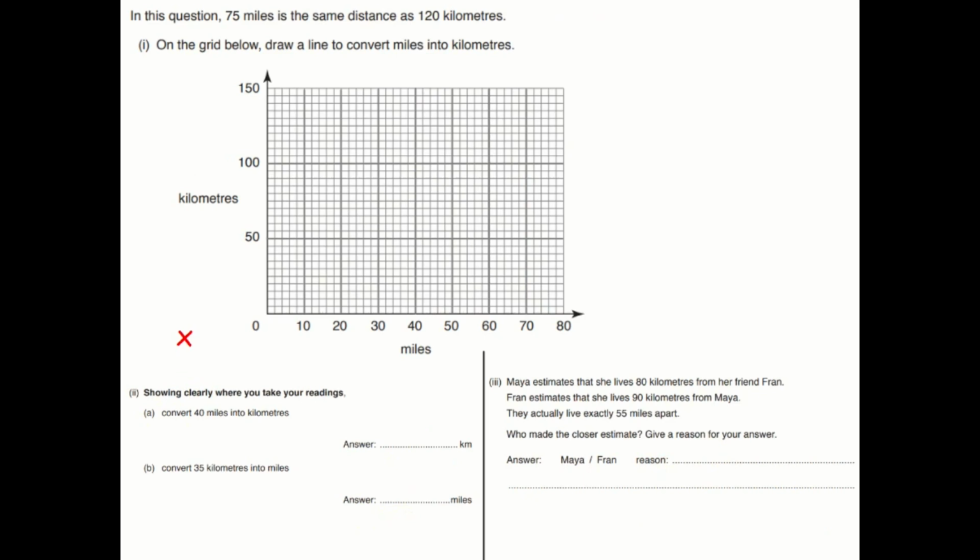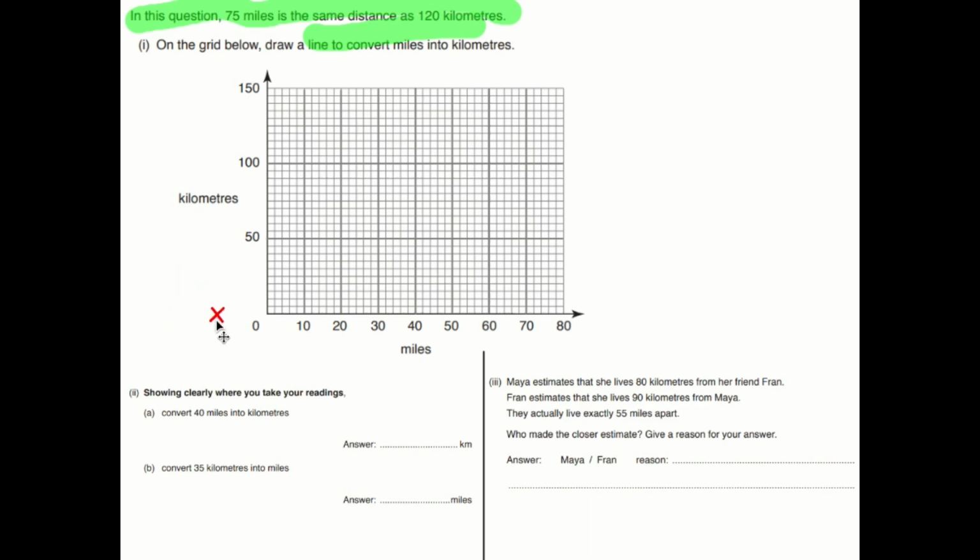Okay, example number 2. In this question, 75 miles is the same distance as 120 kilometres. Now that opening sentence is crucial for you to be able to do the rest of this question, okay? So this sentence here, really, really important. 75 miles is the same distance as 120 kilometres. That means that you need to plot a coordinate that I've got going on here on this graph.